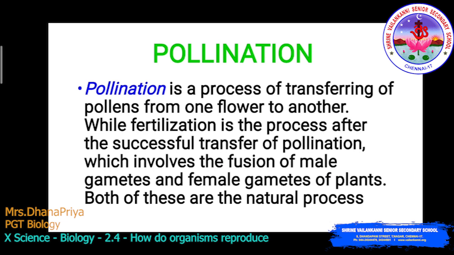Pollination is the process of transferring pollen from one flower to another. Fertilization is the process after the successful transfer of pollen, which involves the fusion of male gametes and the female gametes of the plant. Both of these are natural processes.